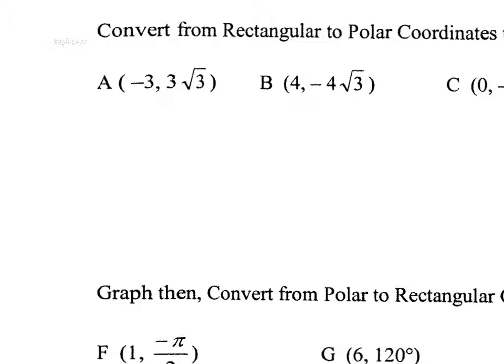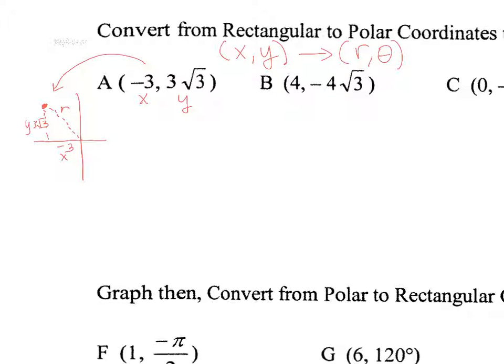So in order to go from rectangular x comma y to polar coordinate r theta, we have to do the following. First, we have to find r. So r squared is equal to negative 3 squared plus quantity 3 root 3 squared. So to find r, we use the Pythagorean theorem.